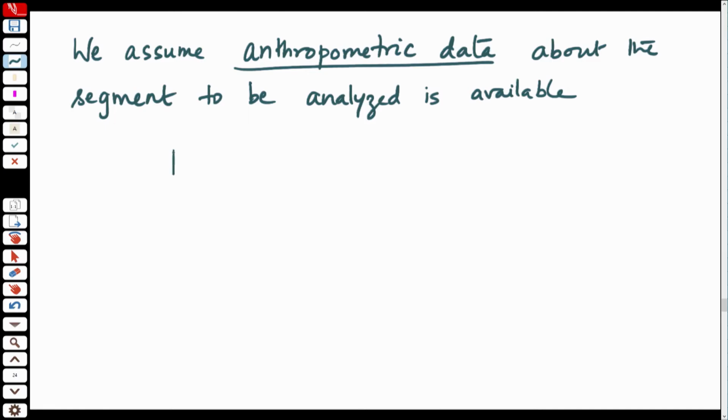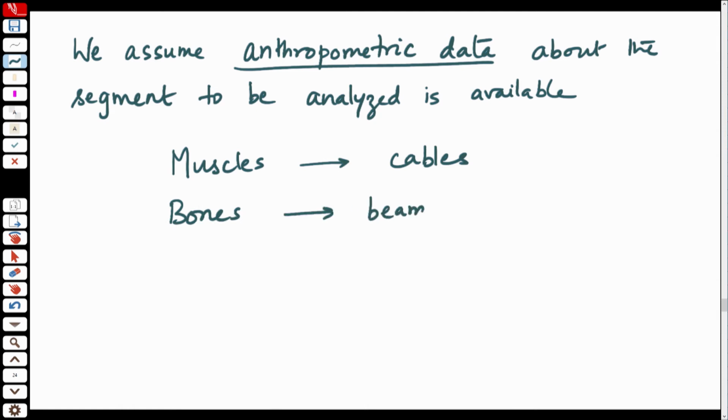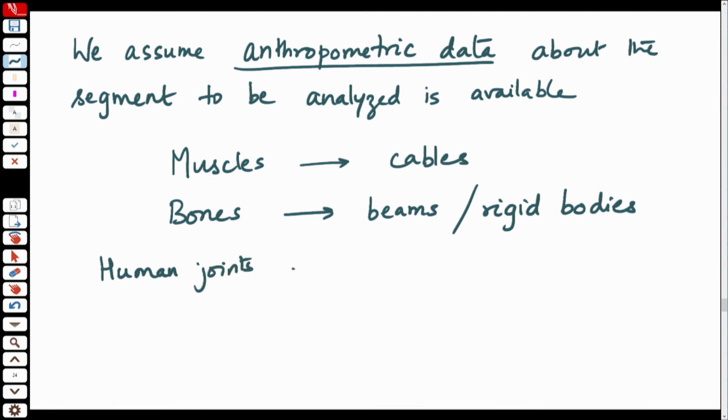And we also make the assumption that, being mechanical engineers, muscles function like cables, they can only apply tension. Bones, when we look at the analysis, we will treat them as either beams or rigid bodies. And the human joints, we will correlate to mechanical joints that we are familiar with.